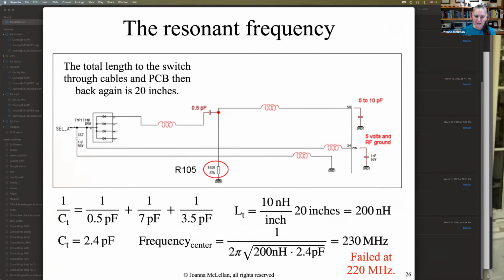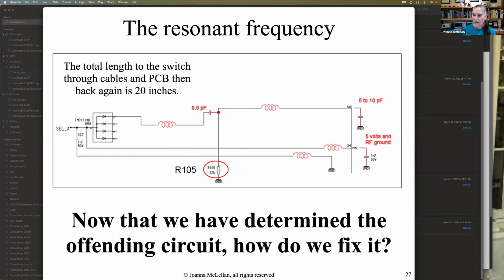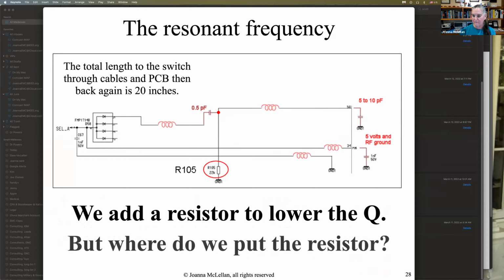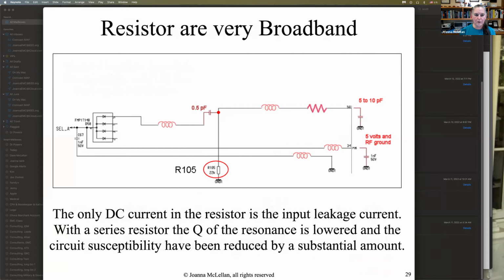We didn't use a spectrum analyzer. We used a tape measure and our calculator. How do we fix it? Well, that's pretty easy. You add a resistor to lower the Q of the circuit. But where do you put the resistor? Well, you put the resistor at the input of the microprocessor. 100 ohms should do. And if you take my class, I'll give you actual equations for calculating what resistance you need to solve this problem.